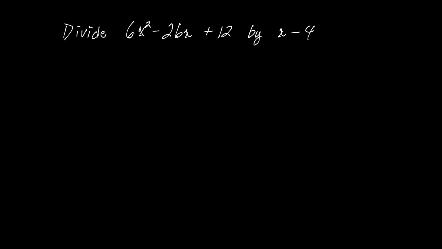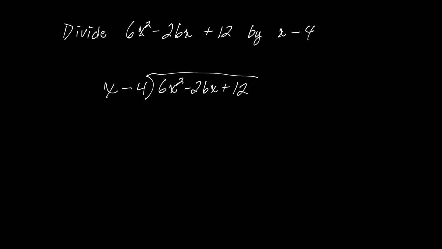So here's a polynomial long division problem. We're going to take this 6x squared minus 26x plus 12 and divide it by x minus 4. So let's set it up the way we'd set up any long division problem. So x minus 4 becomes my divisor, and my dividend, 6x squared minus 26x plus 12, goes inside, right? Inside the garage, if you remember from 4th grade.